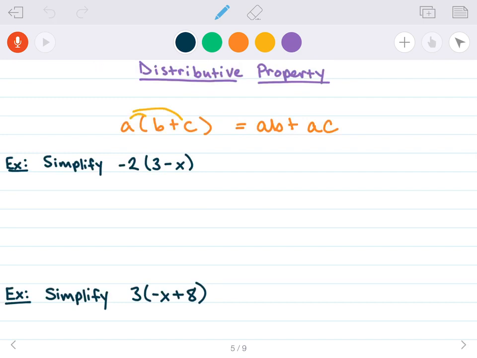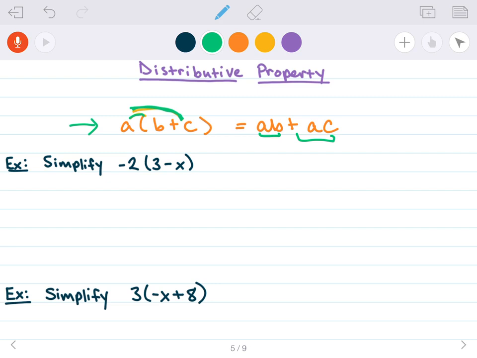Okay, the next concept that I want to review is the distributive property. So the distributive property is basically this right here. It says if there's a number on the outside that's being multiplied by 2 terms on the inside, you just distribute that term on the outside by multiplying and adding throughout. Okay, so a times b gives us ab, and then a times positive c gives us a positive ac. Okay. So let's go ahead and just do some examples like this to refresh your memory.